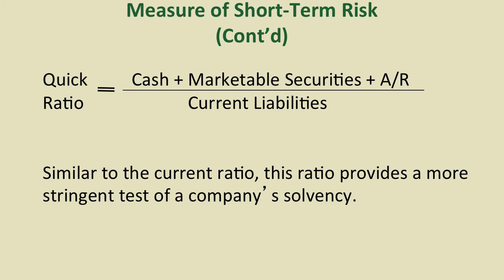But the numerator is different. Quick ratio's numerator includes cash, marketable securities, and accounts receivable. This is what we call quick assets. Quick assets are part of the current assets. So when we calculate quick assets, we kick out inventory, we kick out prepaid expenses because we don't think these two items are as liquid as the rest of those three items.